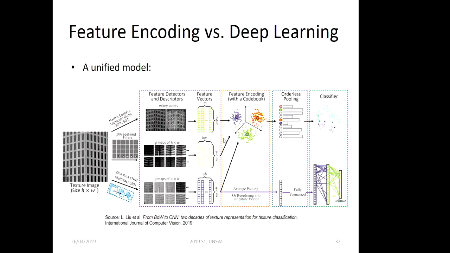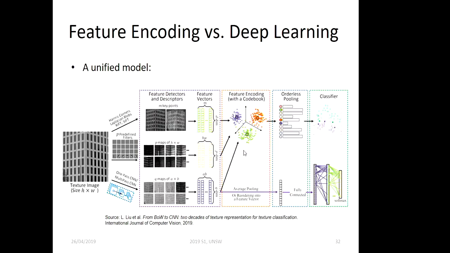And then the other one is, this one is a pretty interesting concept. I just want to show you that you can actually consider deep learning and feature encoding as essentially the same kind of model.